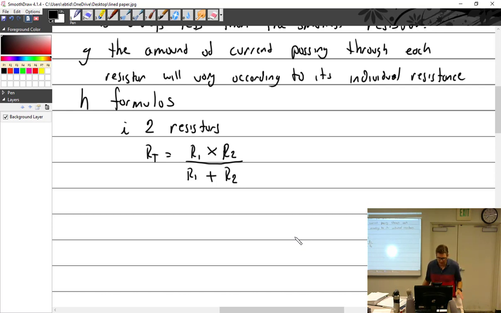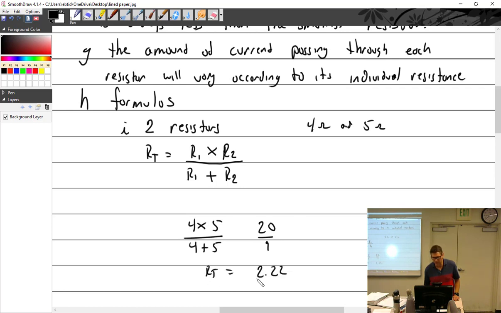So if you had two resistors and they were 4 ohm and 5 ohm, then it would be 4 times 5 divided by 4 plus 5. So that would be 20 divided by 9. And so our total would equal 2.22. Is the total resistance less than the smallest one? Yes. Yes, I'm double checking that.